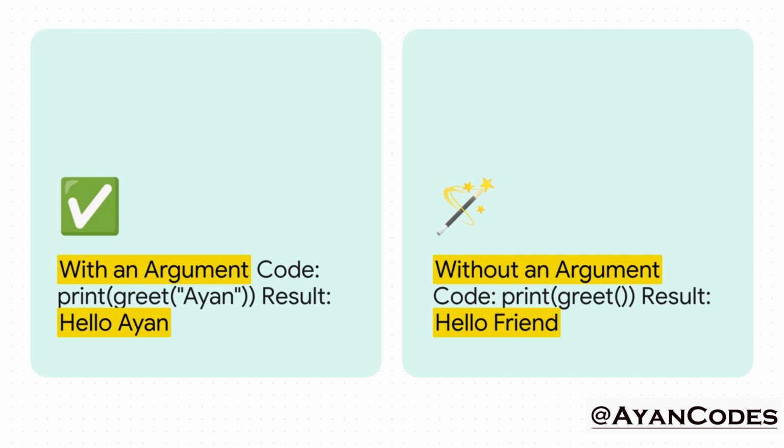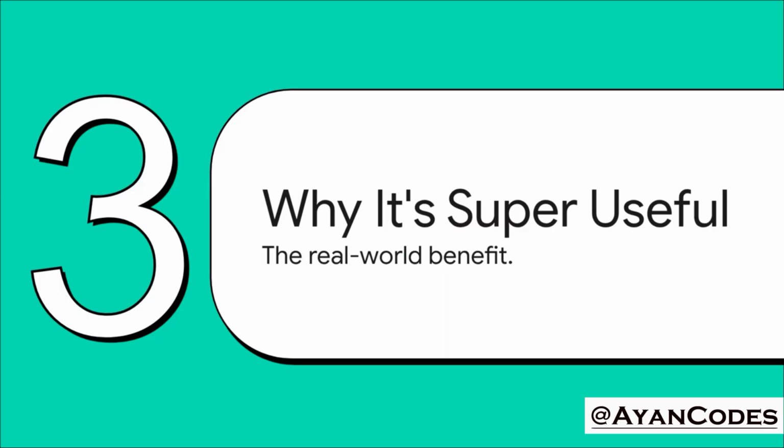And here is the beautiful result of that one little change. On the left, we call the function like we normally would, greet("Ion"), and we get "Hello Ion". No surprise there. But check out the right side. We call greet with nothing inside the parentheses. Instead of crashing, the function kicks into its backup plan and gives us "Hello friend". See? Same function, two different calls, zero errors. That's flexibility.